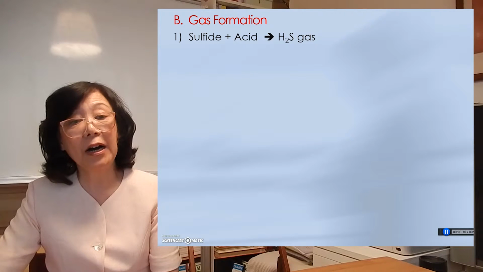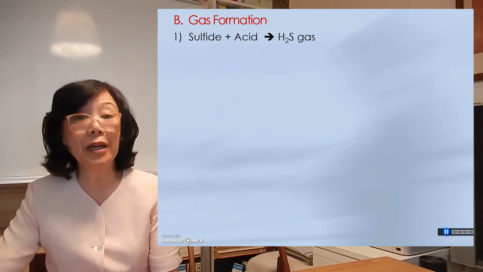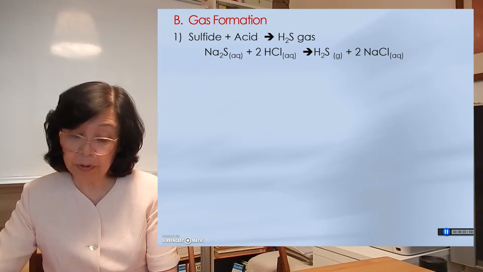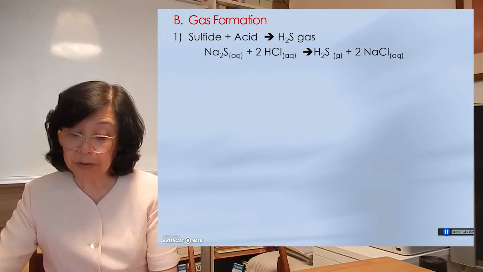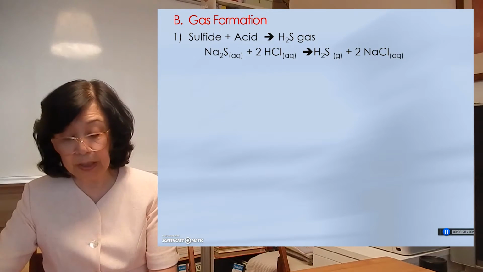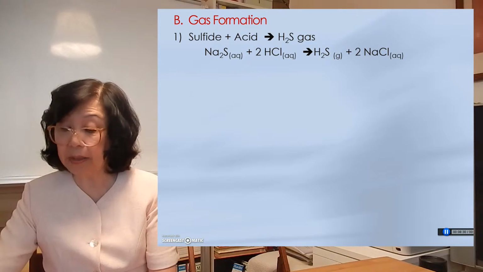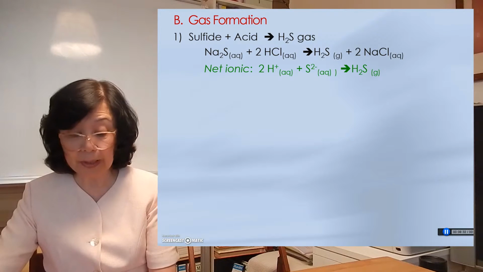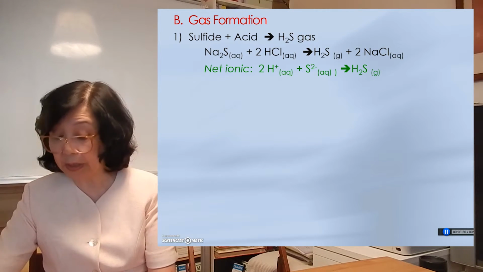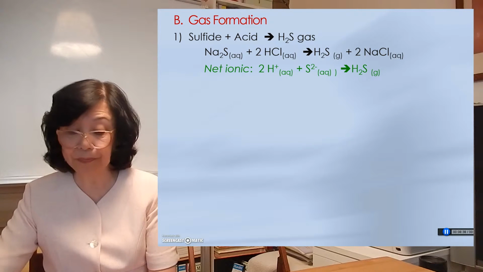Salts of sulfide, when reacted with acid, form hydrogen sulfide gas. So here is an example of sodium sulfide solution added to hydrochloric acid forming H2S, hydrogen sulfide gas, and sodium chloride solution. Net ionic is just the hydrogen ion combining with the sulfide ion to make the gas.